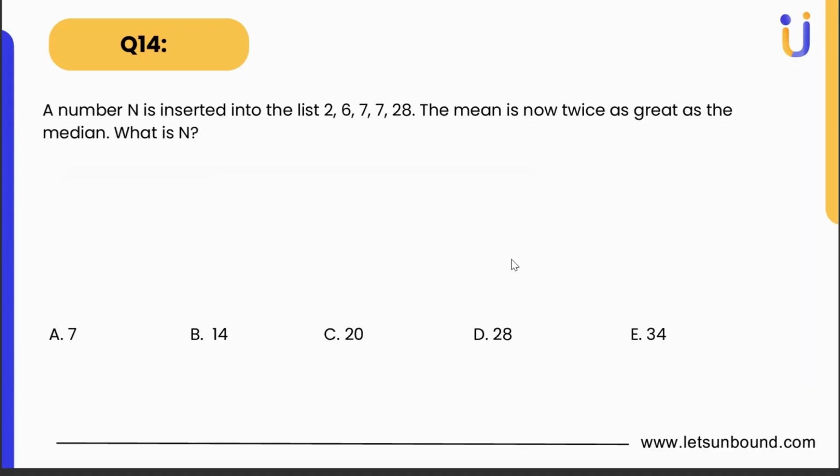It says a number n is inserted into the list 2, 6, 7, 7, and 28. The mean is now twice as great as the median. Now, if I look at the list, the median is the number that occurs as the middlemost number. The middlemost number is 7, because these are five numbers, so we don't have to do anything here. The middlemost number is the median, which is 7.